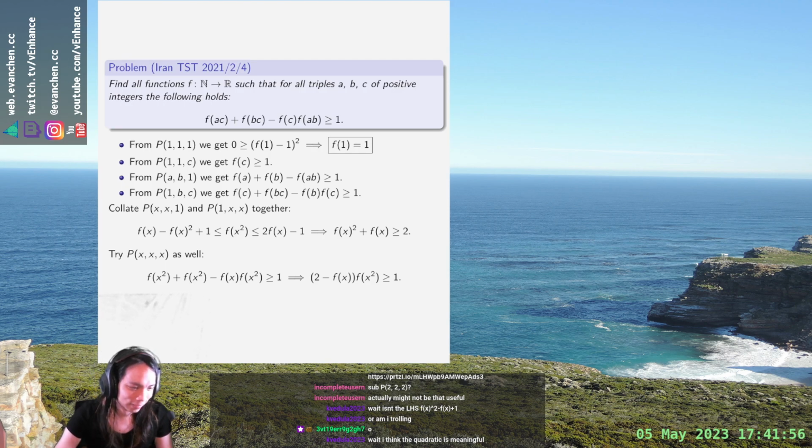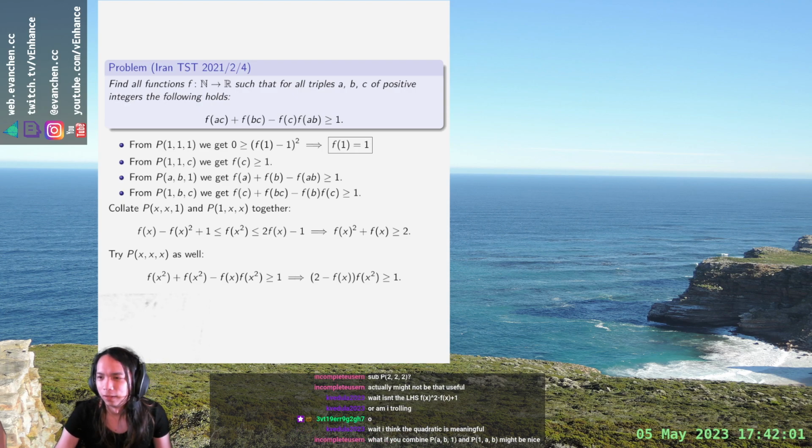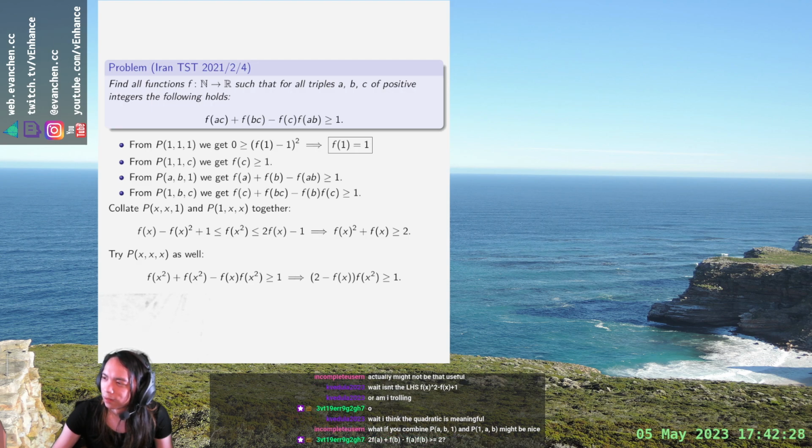What the heck is... Did I mess up the quadratic? Maybe I messed up. Okay, hang on. I messed up the quadratic, didn't I? Alright, sorry. This is f(x)^2 plus 1 minus f(x). Yeah, sorry, you're correct. Okay, so never mind. This will actually tell you something. I don't know what it tells you.